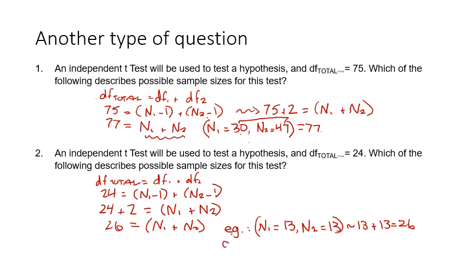Another example, n1 equals, let's say, 16. n2 would have to equal then 10, and we know that because 16 plus 10 equals 26.